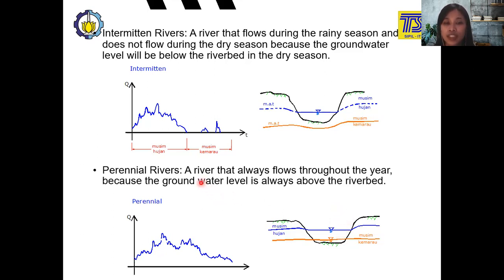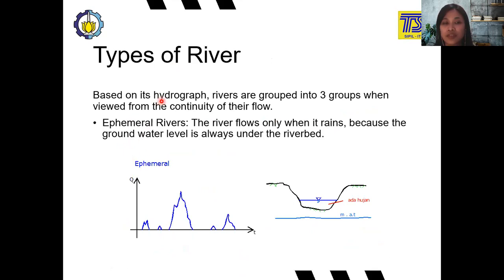So for the perennial river, the hydrograph looks like this. There's no zero in discharge because it always has discharge. Even though it's small, it still has discharge. It's different from these ephemeral rivers. Sometimes there's zero discharge, which means there's no river flow. There is no water flowing in the river. And in the rainy season, the discharge is quite big. And then when the rain stops, the discharge goes back to zero.